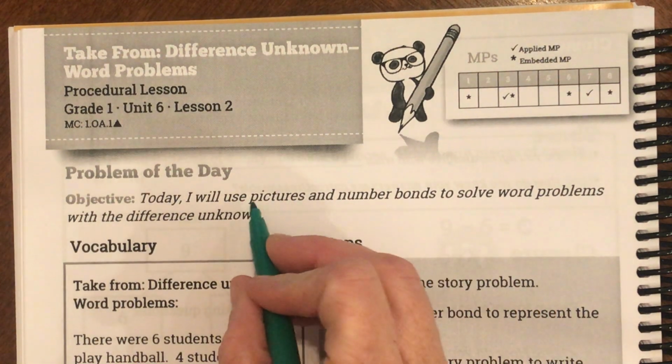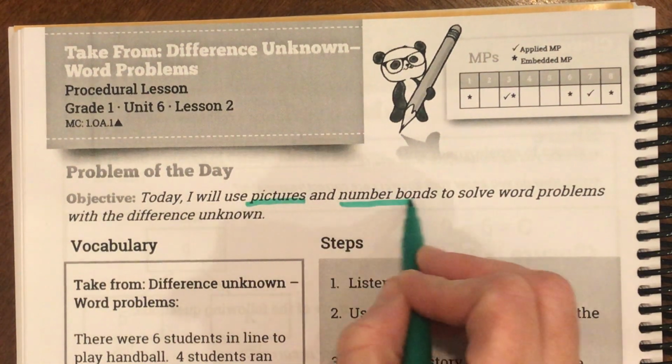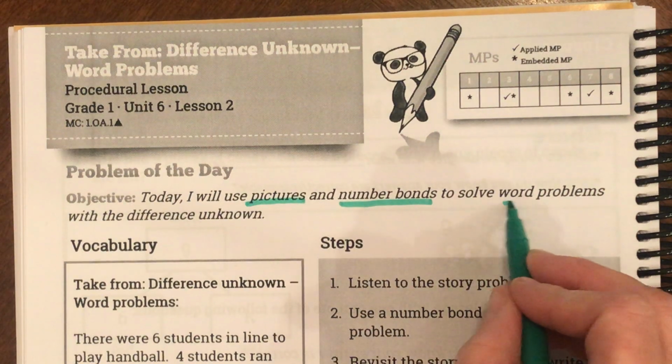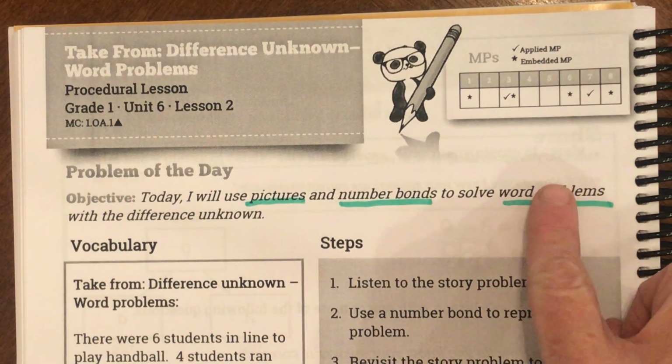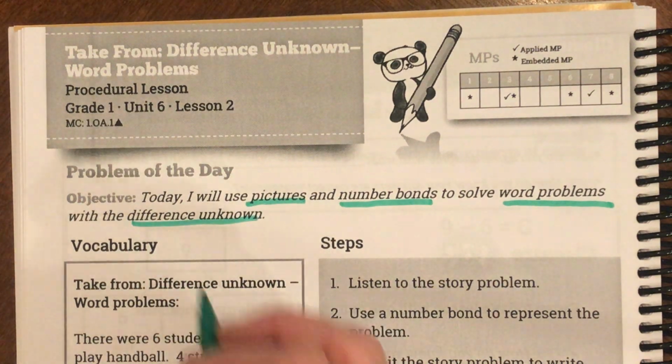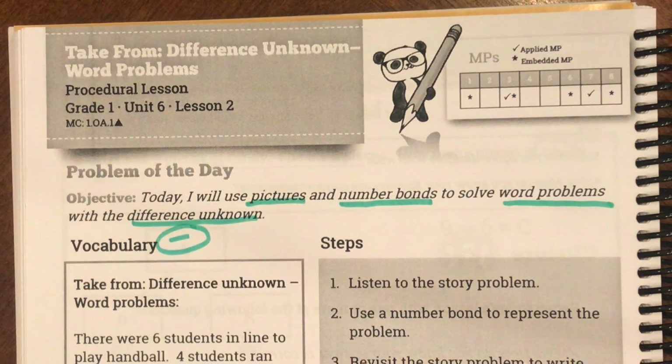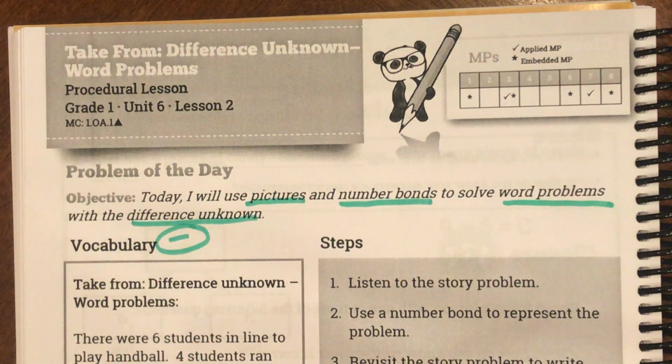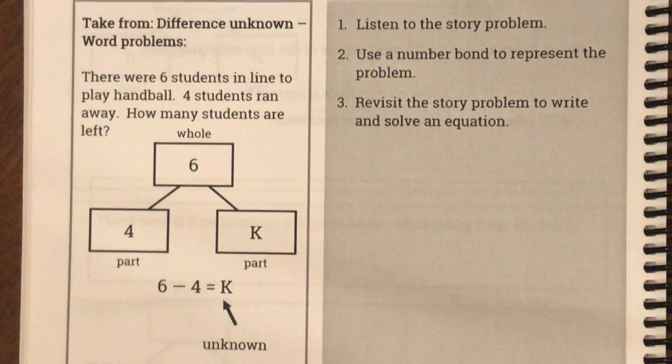We're going to use pictures today and number bonds to solve word problems. Word problems are story problems with the difference unknown. Difference means we're going to have subtraction problems, okay? So we're going to have pictures and then number bonds. So let's look at our vocabulary.